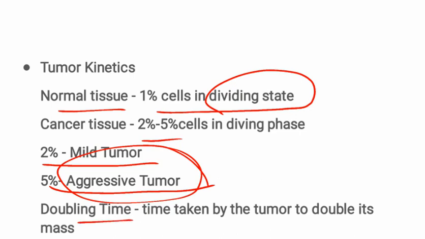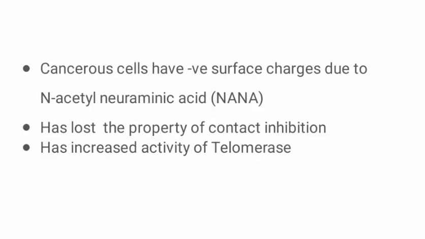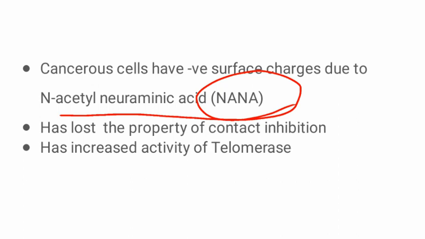Doubling time is the time taken by the tumor to exactly double its mass. Okay, it is going to double its mass. Cancerous cells also have negative surface charges due to the presence of N-acetylneuraminic acid, abbreviated as NANA. These cancer cells have lost the property of contact inhibition. Contact inhibition is normally exhibited by normal cells.